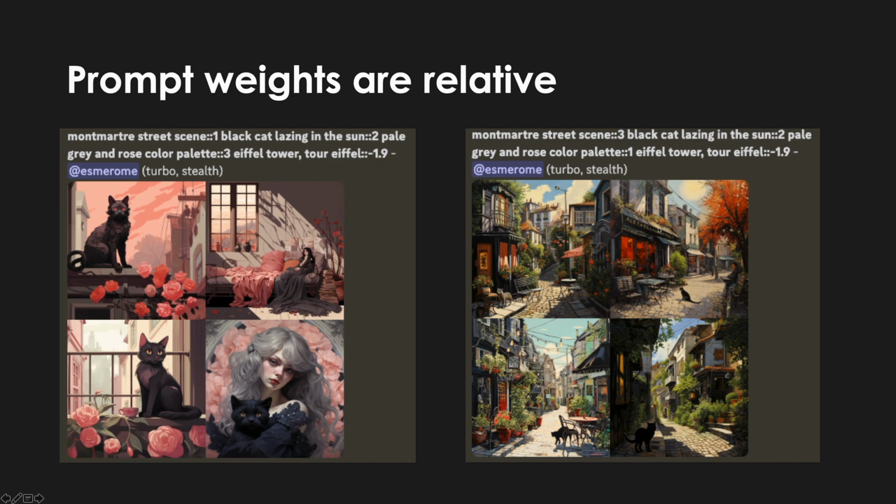And then in this one on the right, we've got the same multi-prompts, but the weights of the 3 positive prompts are the opposite. Montmartre is 3, black cat is 2, and pale gray and rose is 1. So there's really not that much pale gray here at all. I guess the buildings are a little bit pale gray, but they kind of look that way anyway in Montmartre. And in 2 of these pictures, we've got a black cat, but he's not foregrounded in the scene really. Most of the emphasis is on the Montmartre street scene.